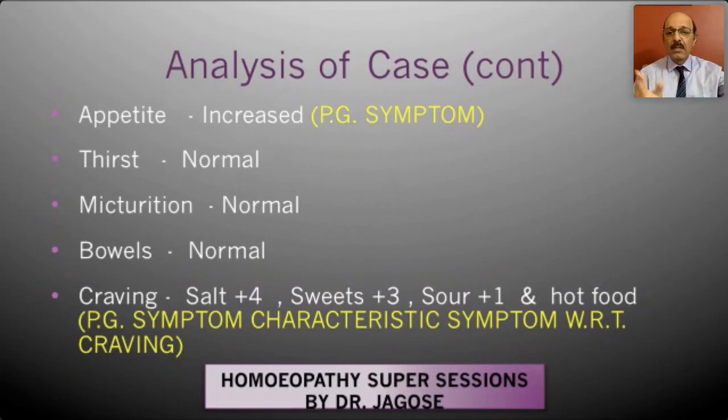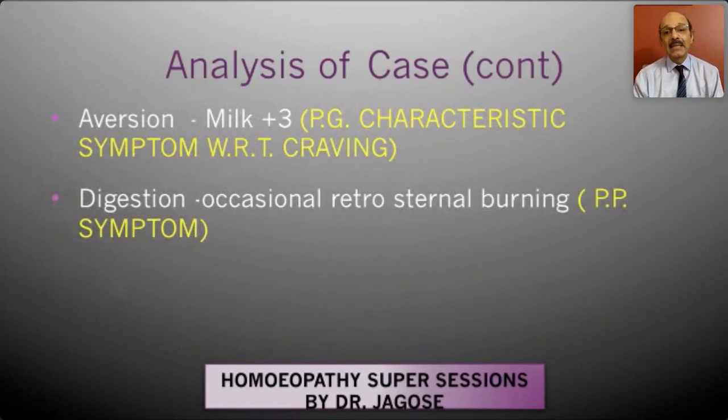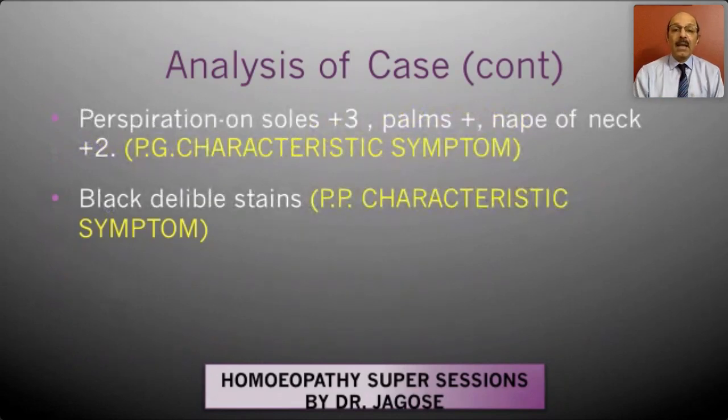Now, craving for salt, sweet, sour, hot food is naturally, as I told you, a physical general symptom, but it is characteristic. Why? Because craving for salt plus 4, plus 3, the gradations have been given, and this is with respect to craving. Aversion to milk, again the same, physical characteristic with respect to craving. Digestion, occasional retrosternal burning will become a physical particular because you are getting a particular part, particular location, particular organ involved. Analysis of the case continued: perspiration on soles, palms, nape of neck will become a physical general characteristic symptom.